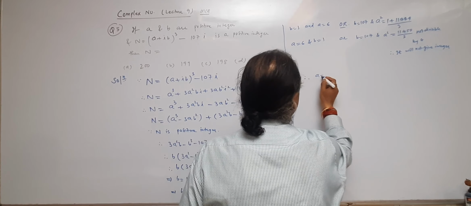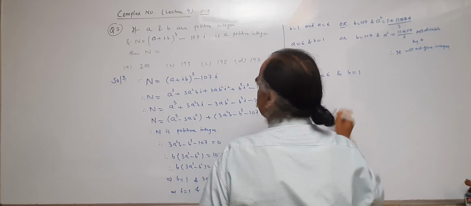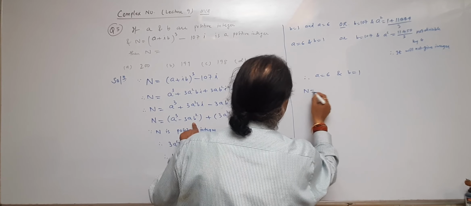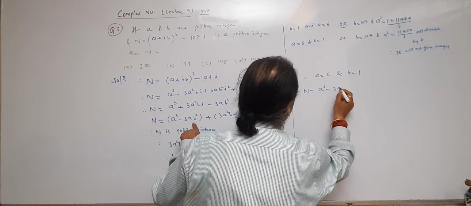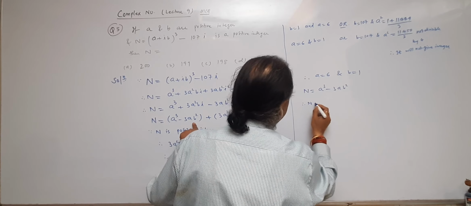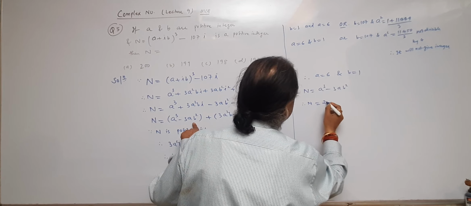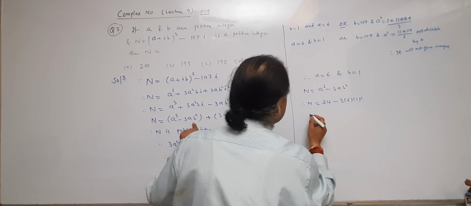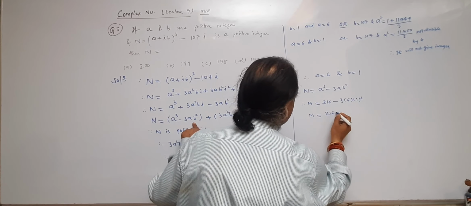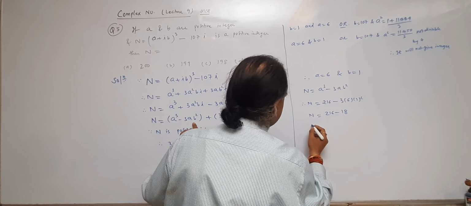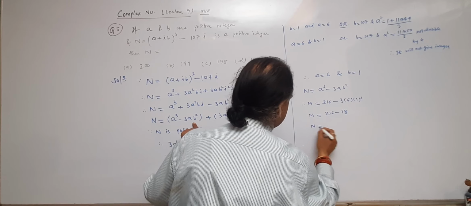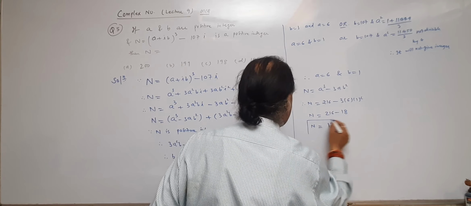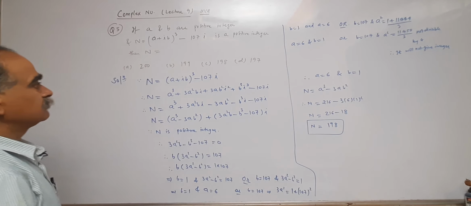Therefore a is 6 and b is 1. n is a cube minus 3ab square. So n will be 216 minus 3 into 6 into 1 square, which is 18. So 198. The answer is C.